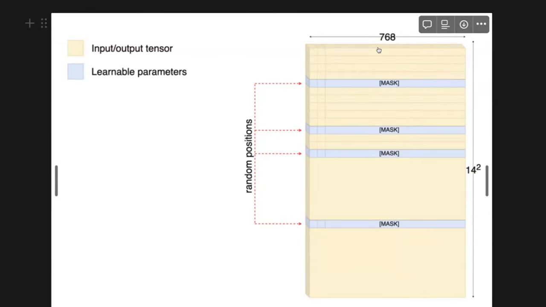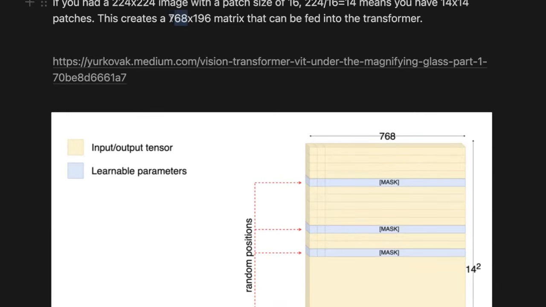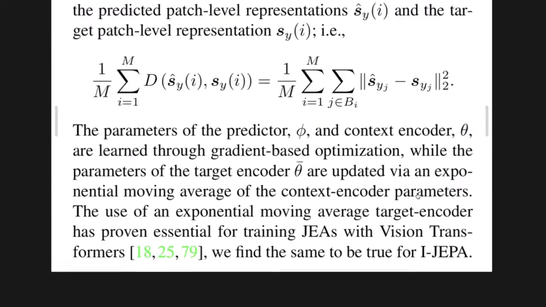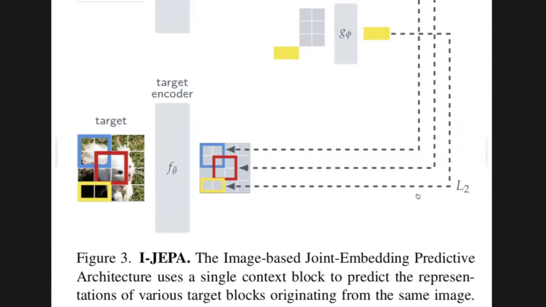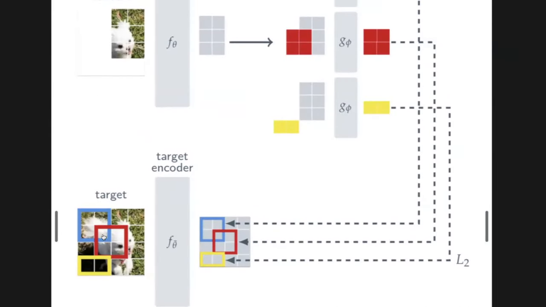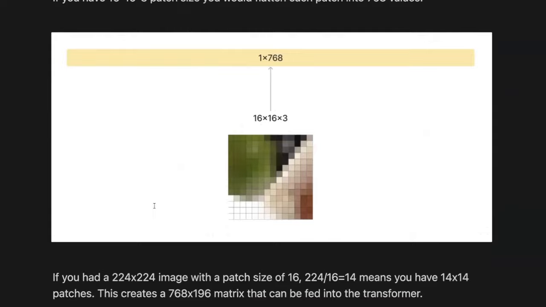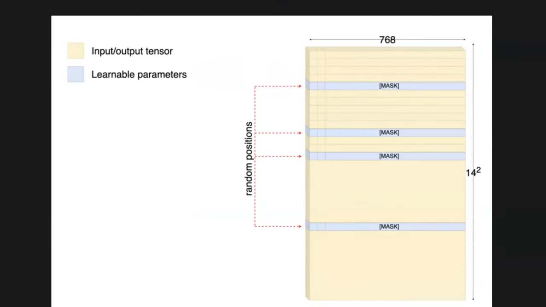After you take each one of these, you put it into a sequence of 768 by 14 squared. So at the end of this, you're going to have a matrix that's like 768 by 196. But some of them are going to be masked out when you do the targets, so that you don't have overlap between the targets and the context here. For example, these two right here would eventually get masked out of the context. And all that looks like is just masking out the row in this matrix.